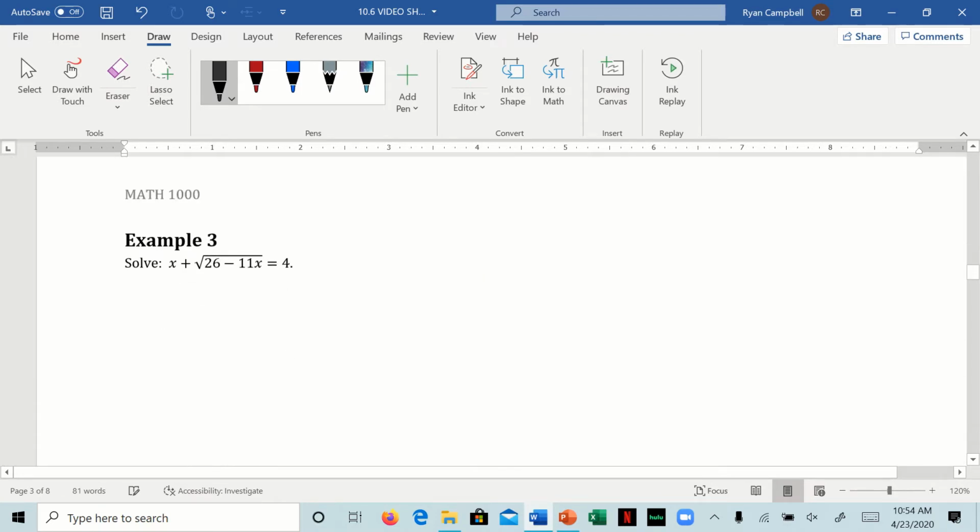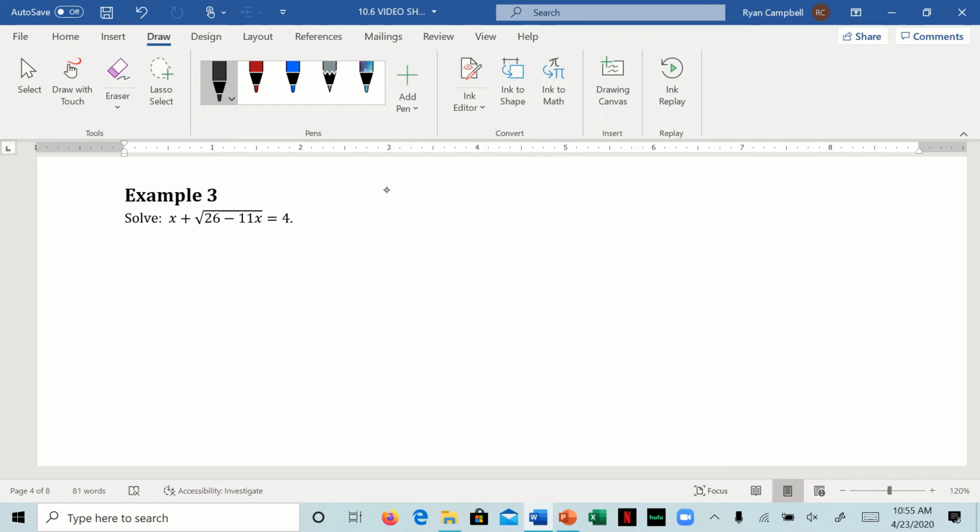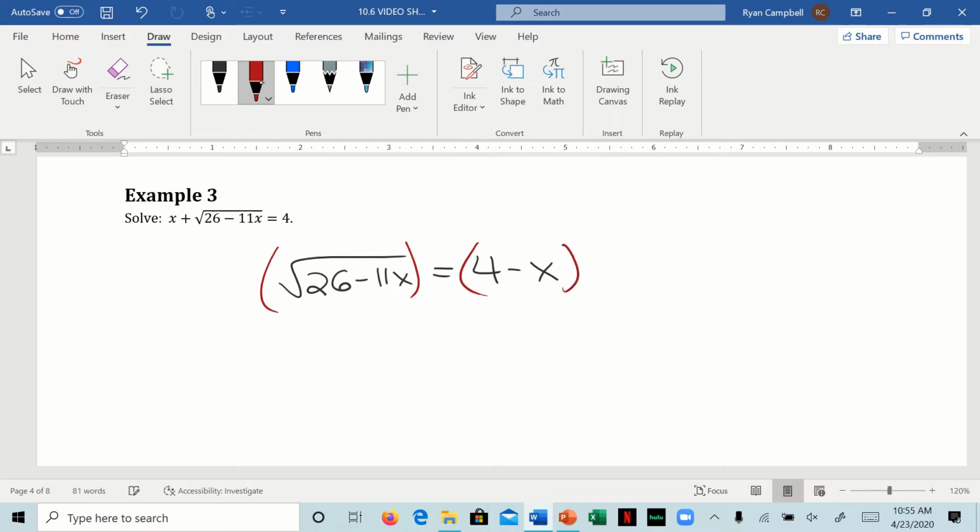All right, example number 3. So we want to isolate the radical, so we get the square root of 26 minus 11x equals 4 minus x. And then we square both sides. Now, when you square, you have to square the entire thing, since there is a minus sign here, right? We're not just doing 4 squared minus 8x squared. You actually have to distribute that.